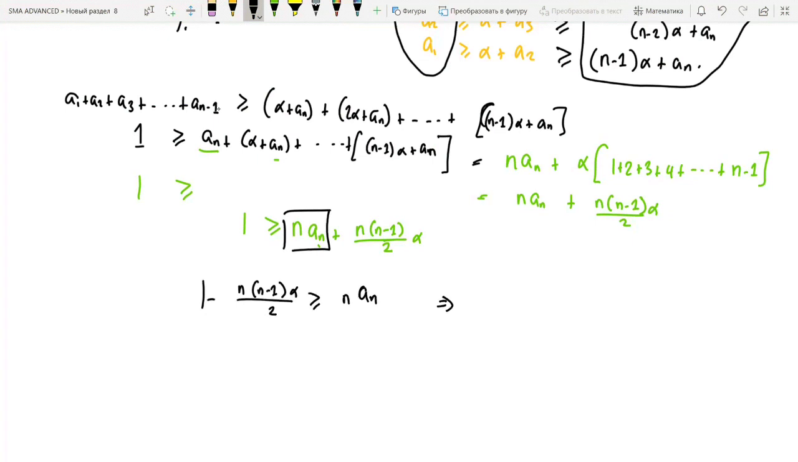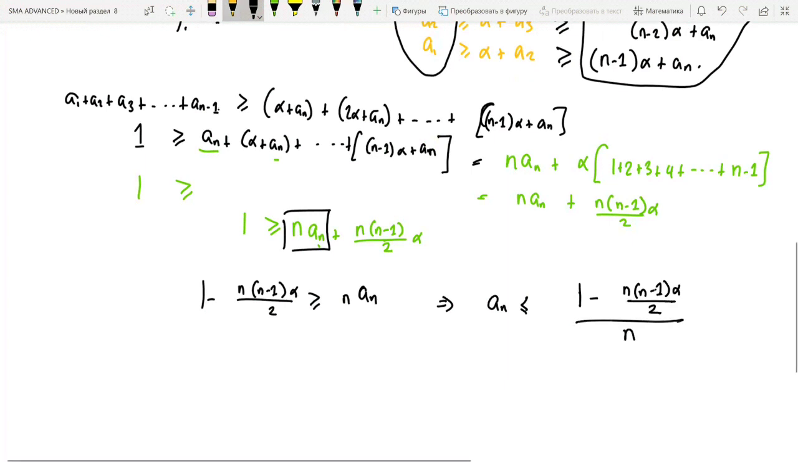So what does this mean? It means that an is less than or equal to (1 minus (n minus 1) n alpha over 2) over n. Yeah, so this is what we have. This is the inequality we have now.